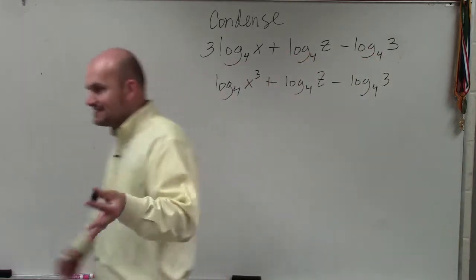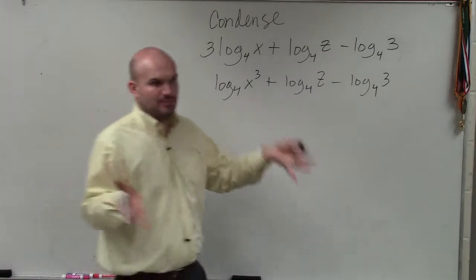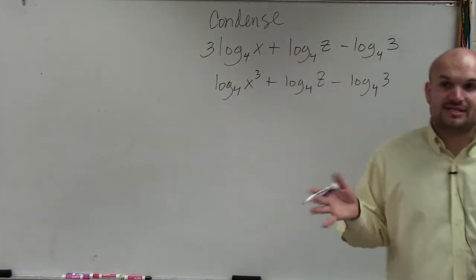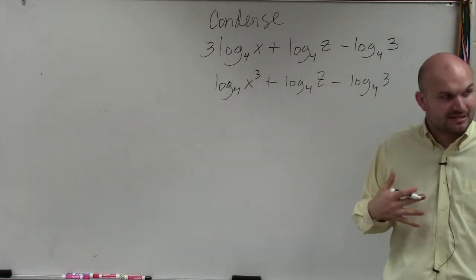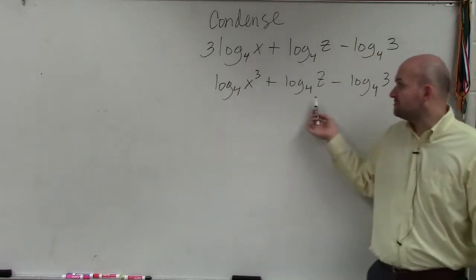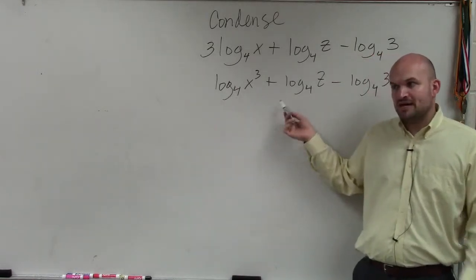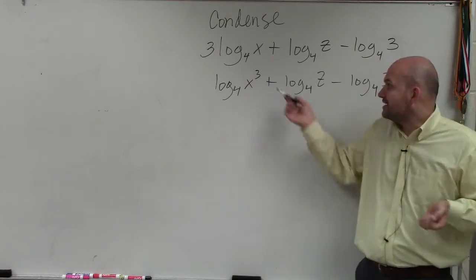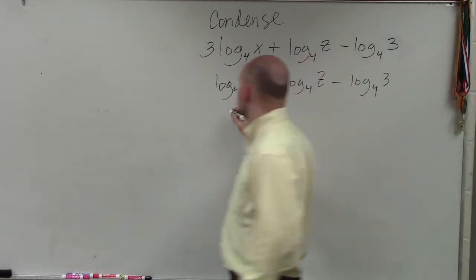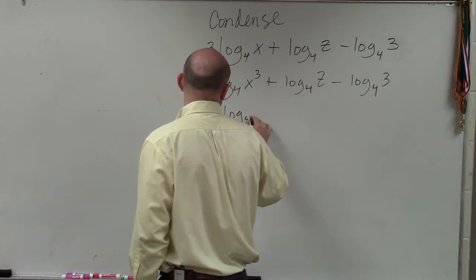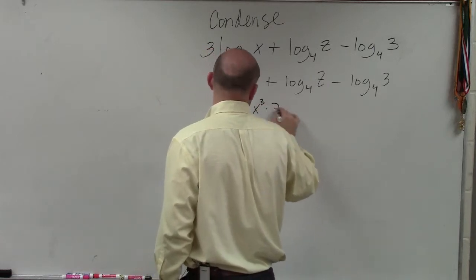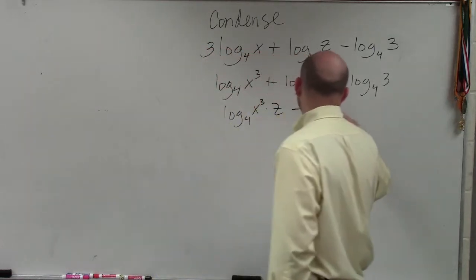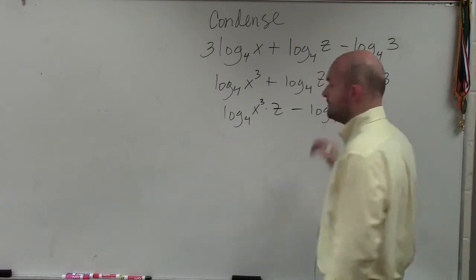Now, there's no parentheses, ladies and gentlemen. So remember when we did the one with parentheses? Well, since there's no parentheses here, I'm just going to go from left to right. So the first thing I can do here, which I notice, is I am multiplying. So therefore, I can rewrite those as one single logarithm as the product of x cubed and z. So I'll rewrite this as log base 4 of x cubed times z minus log base 4 of 3.